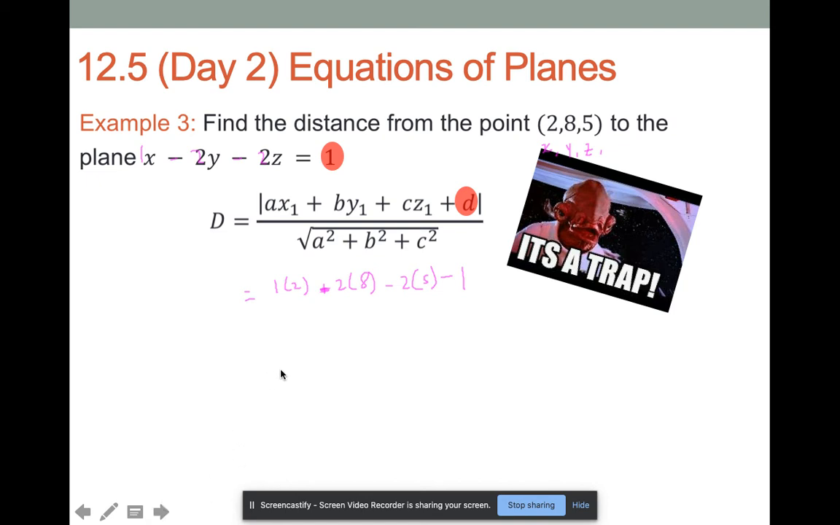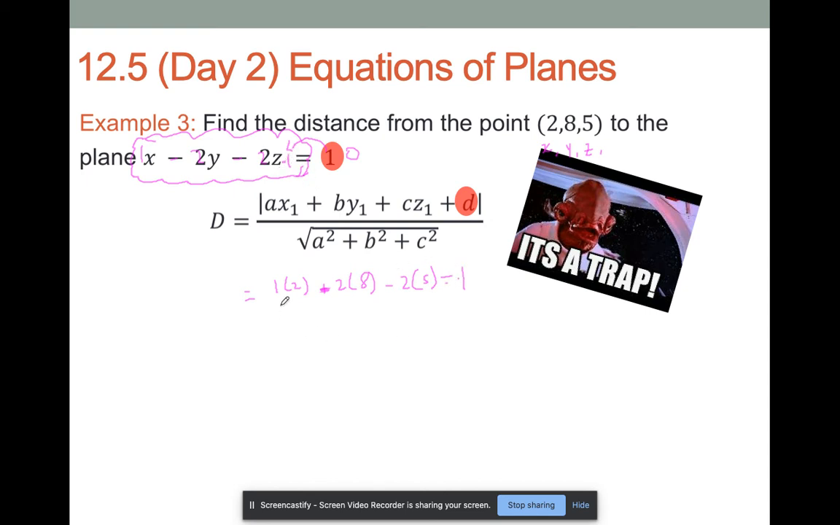Anyway, be careful. This is a 1 on the right side of this equation. I can't use the equation. I have to just use the expression. I have to put an expression into that distance formula. So the expression needs to have this 1 moved over, and I need it to be equal to 0. Okay, so it is a minus 1, right?